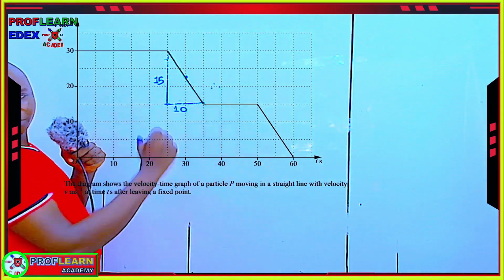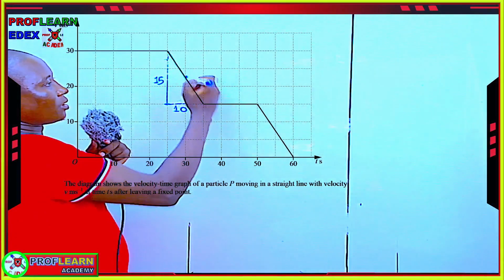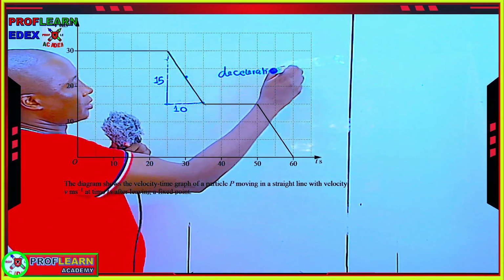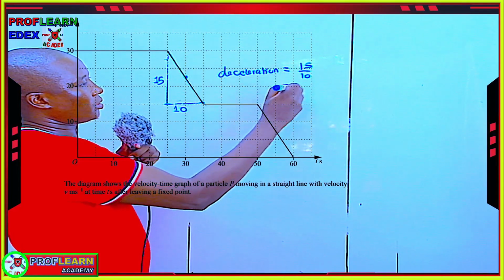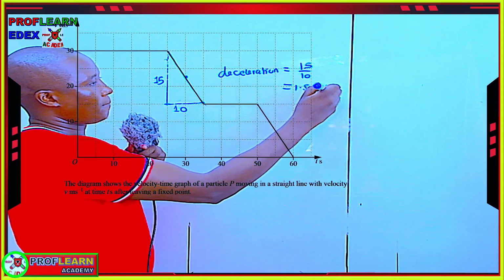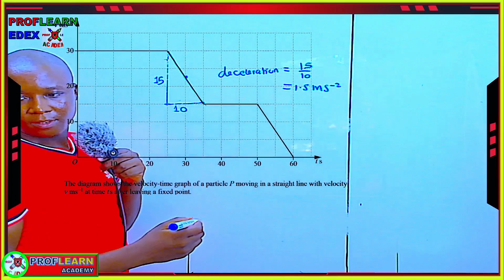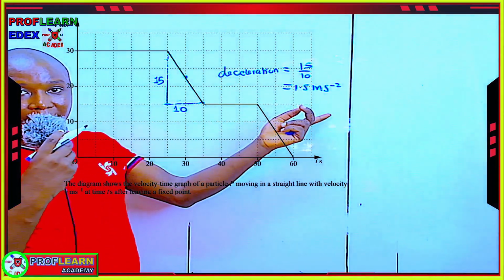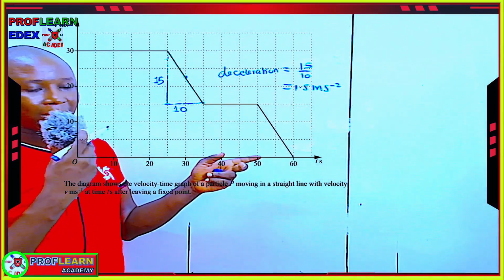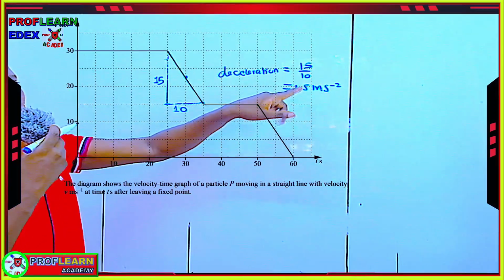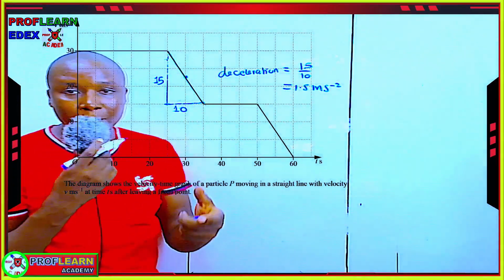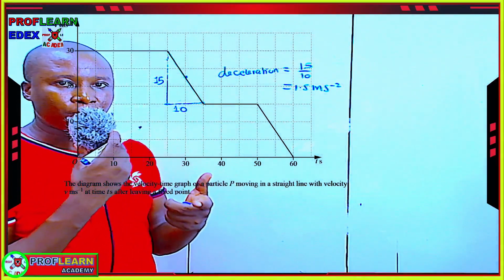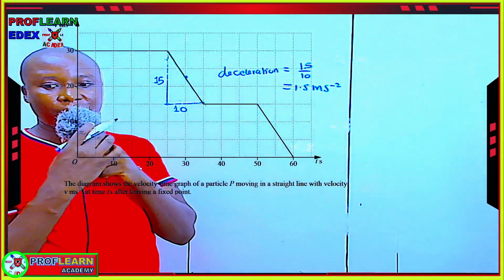So therefore we can say deceleration is equal to 15 over 10, which is 1.5 meters per second squared. Now, because it's a deceleration, you don't have to put the negative again. But if they ask you to find the acceleration in that region, it means you will indicate negative, which implies that the object is decelerating. But since they talked about deceleration, you don't have to put a negative sign for this particular part.